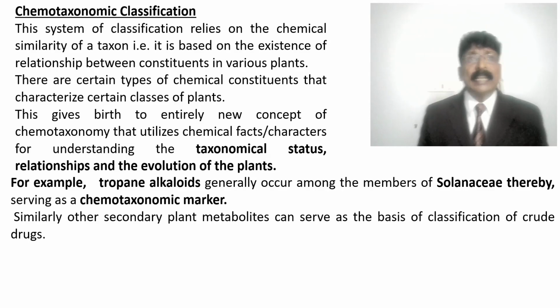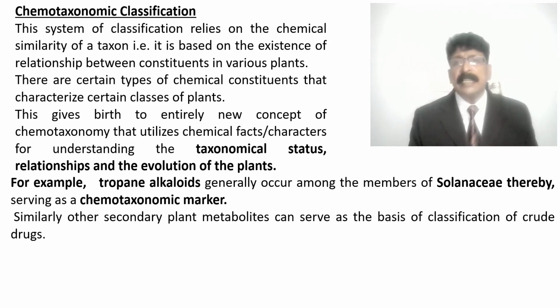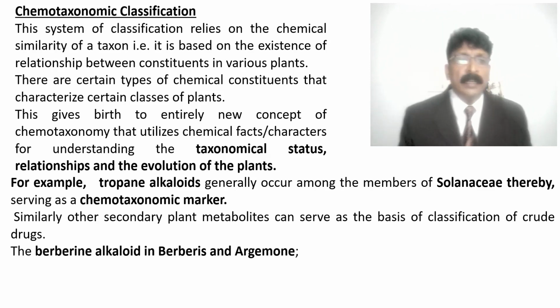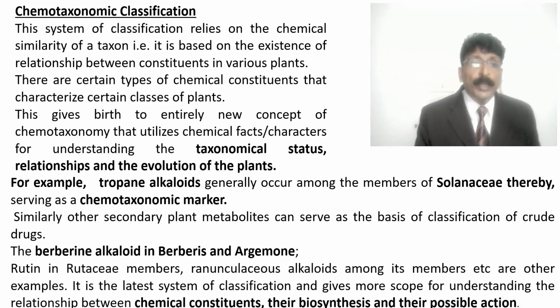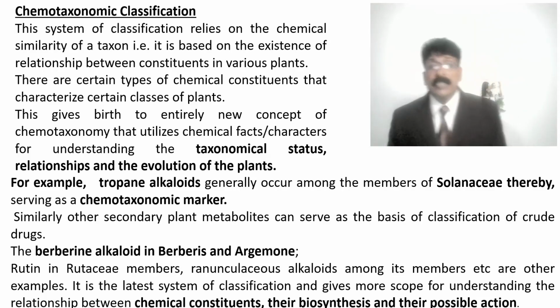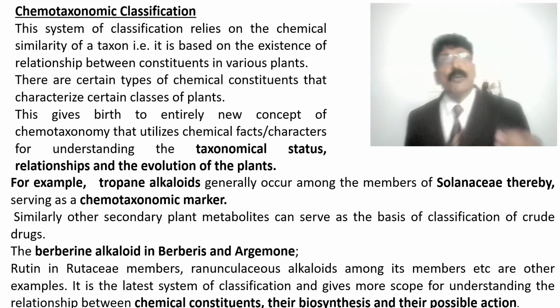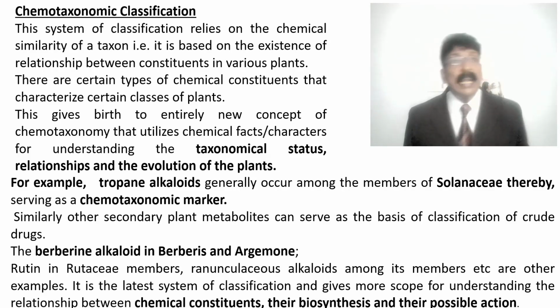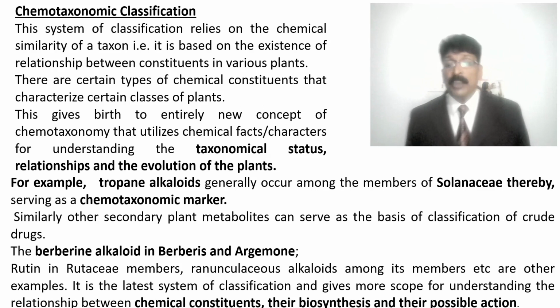Similarly, the secondary plant metabolites can serve as a basis for classification of crude drugs. The berberine alkaloids in Berberis, and also arginine and rutin in Rutaceae members, and ranunculaceous alkaloids among its members, etc., are examples. It is the latest system of classification and gives more scope for understanding the relationship between the chemical constituents and the biosynthesis of their possible action.